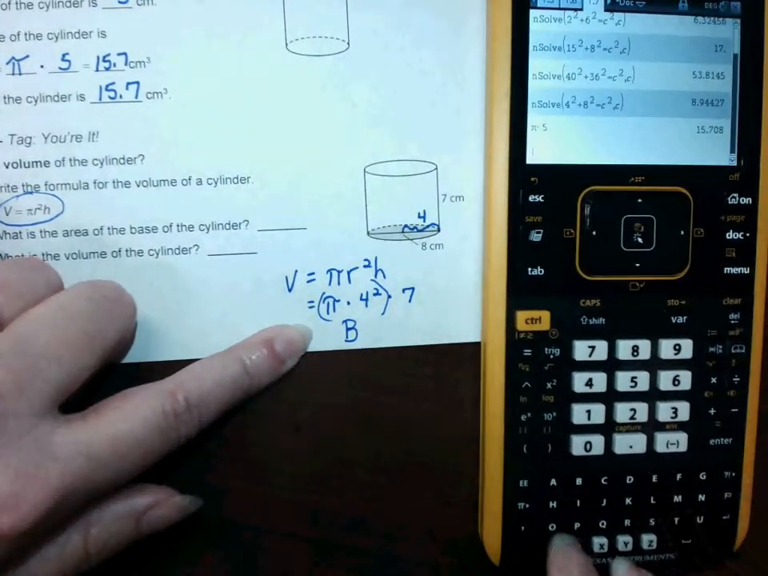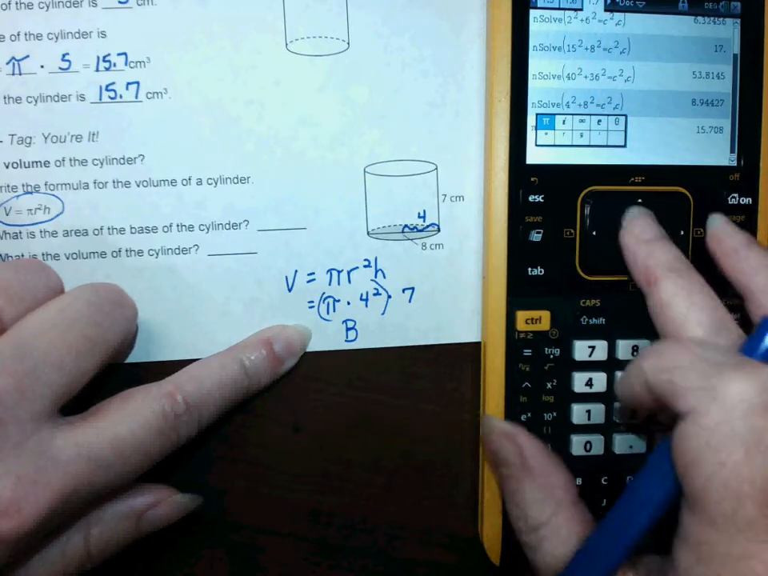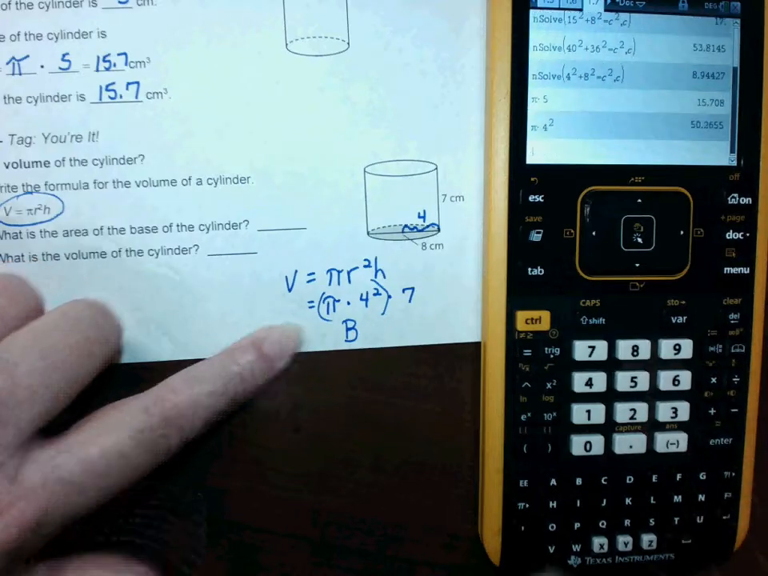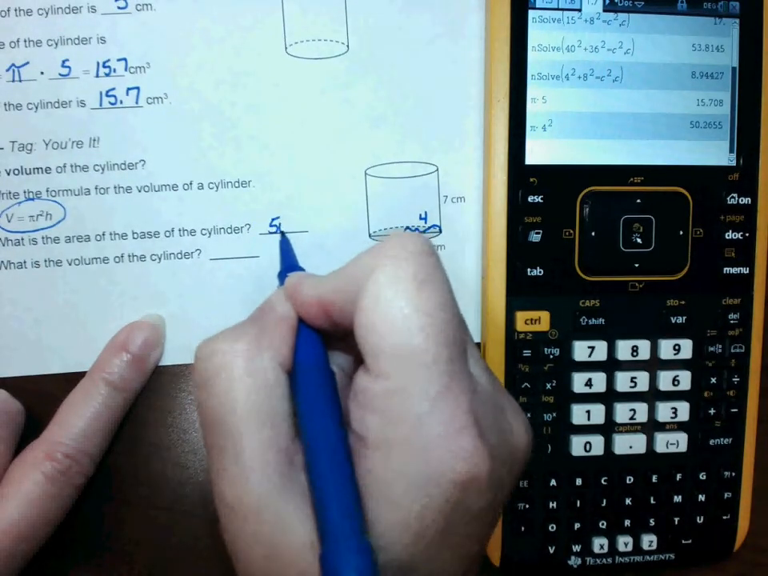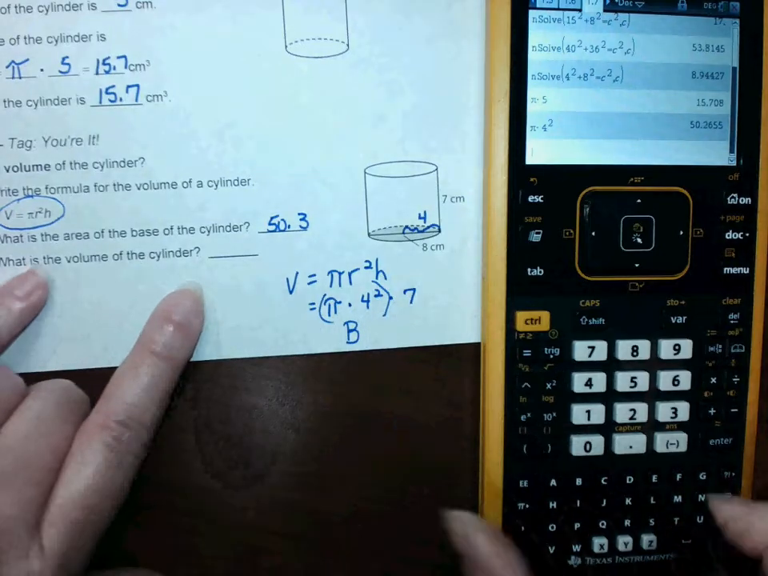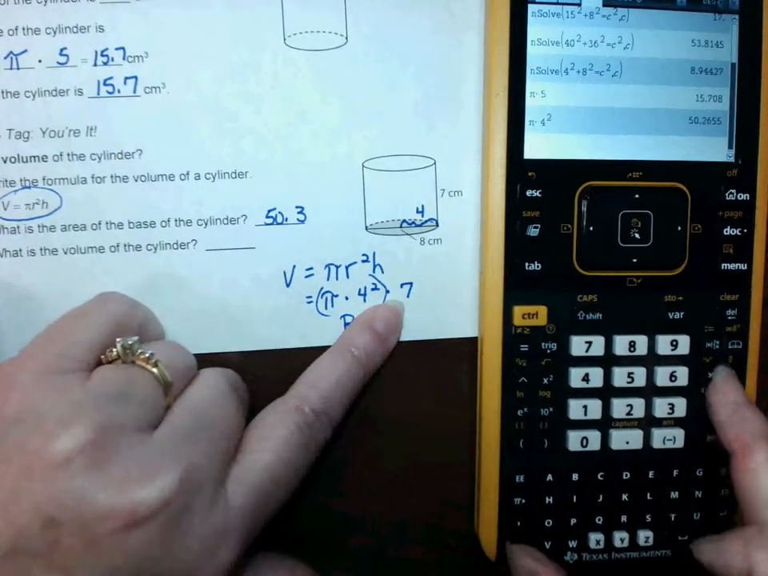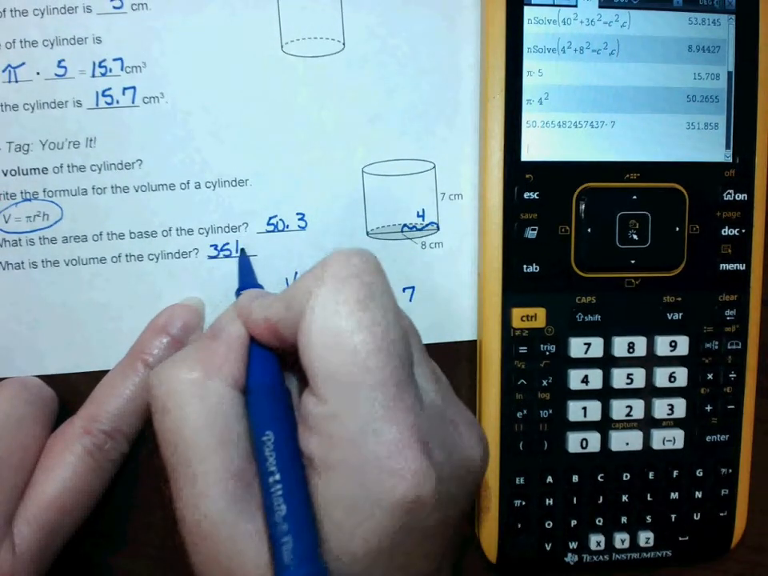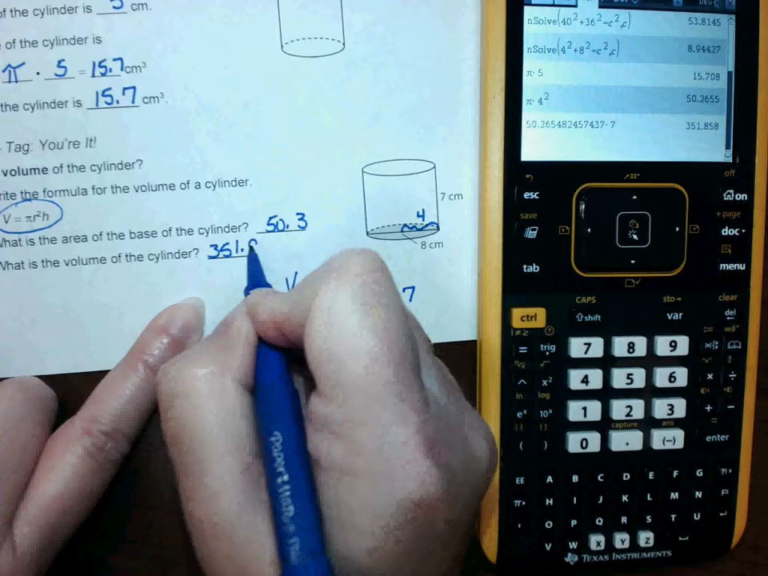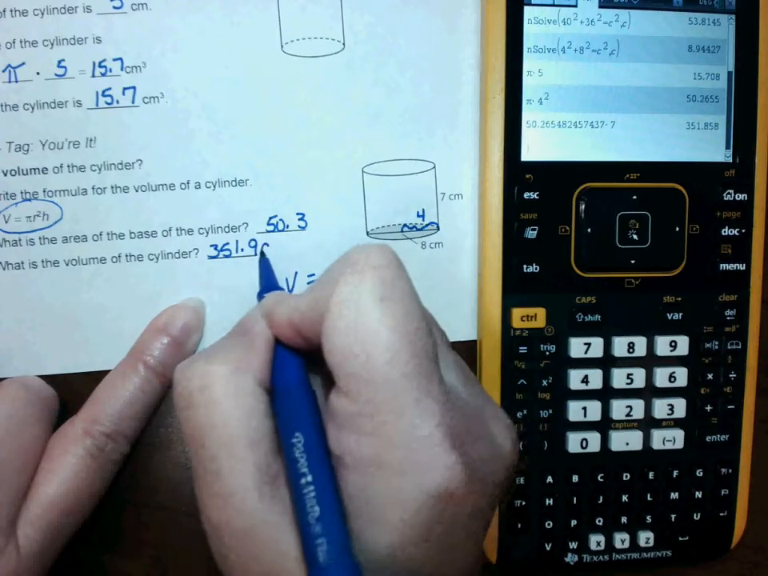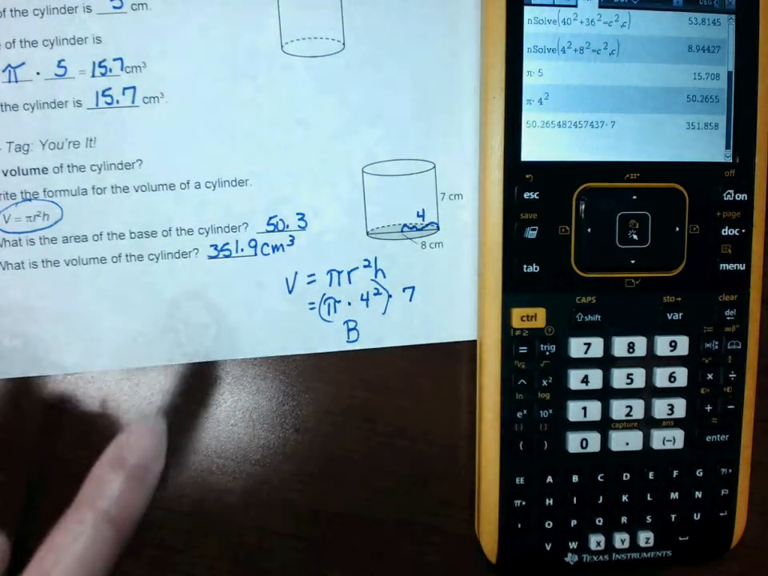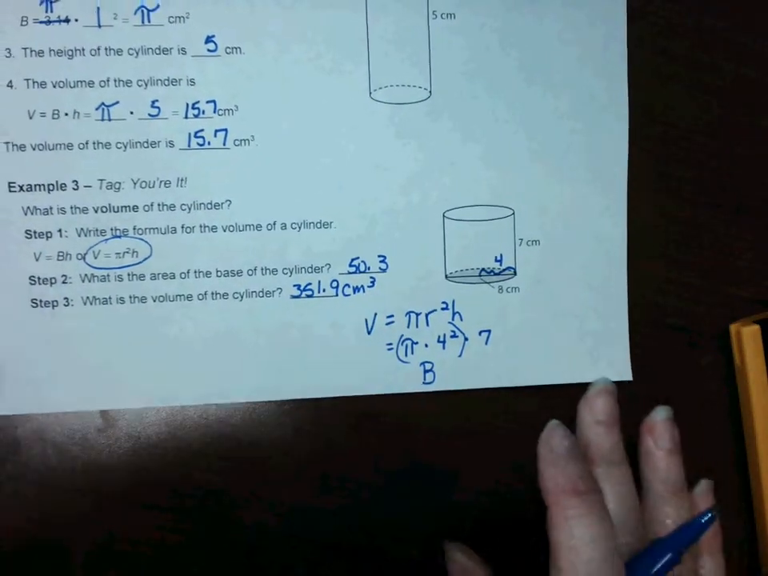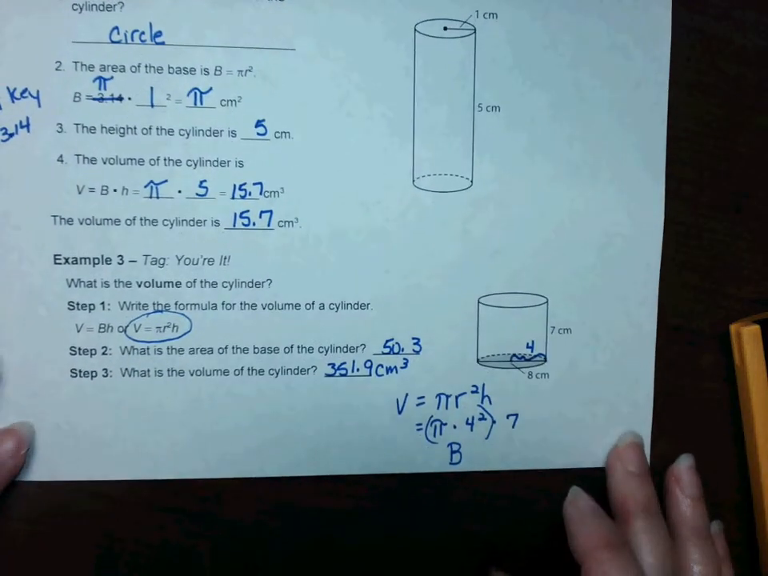So I'm going to do pi times 4 squared. That equals 50.3. And then times 7 would equal 351.9. And this is centimeters cubed because we're talking about volume. So the units would be cubed. It's three-dimensional figures, so the units are cubed.